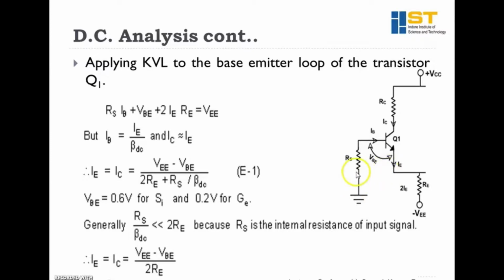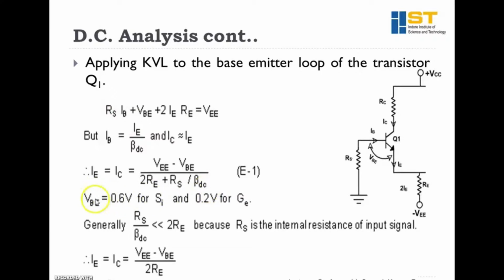So we can find here that if we are applying a KVL here, then this is IB. So this will become RS times IB plus VBE plus twice IE RE equals to minus VEE. But we can say that IB is IE upon beta DC, as IC and IE can be equated. So we can find IE as, from this equation, VEE minus VBE upon twice RE plus RS upon beta DC.